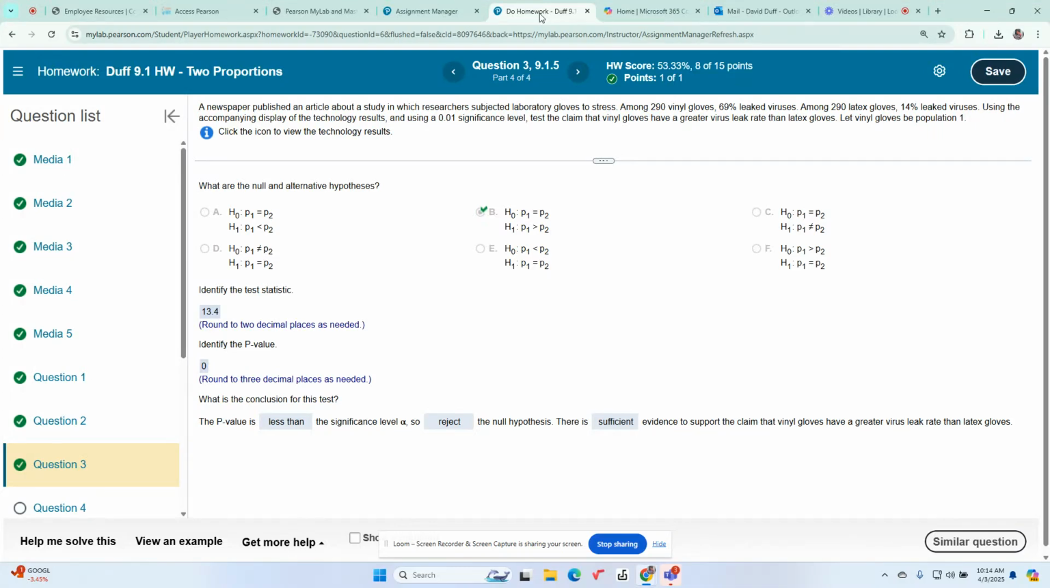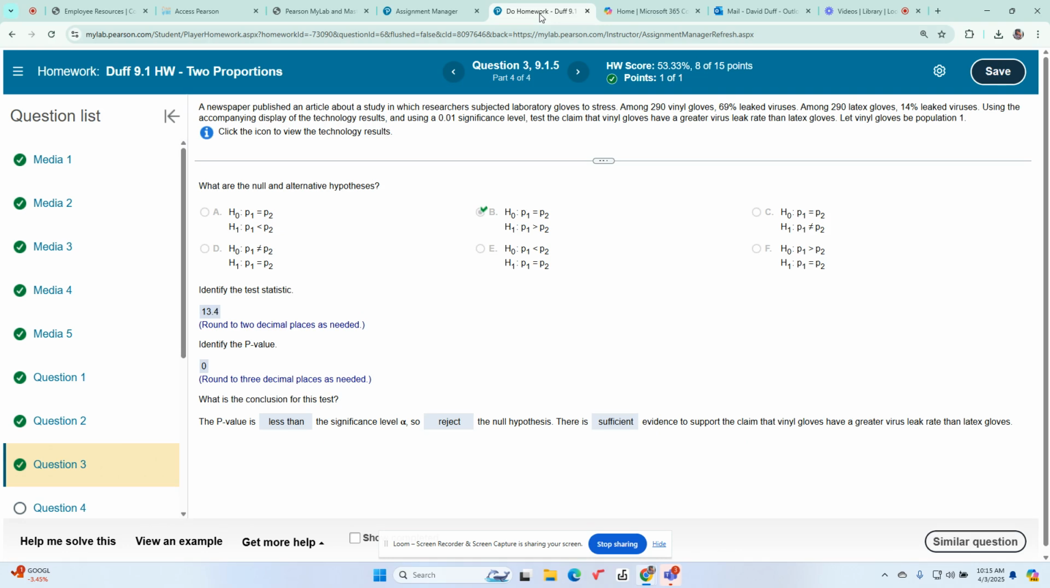Look at section 9.1 when we're looking at two proportions. So this is question 3. It says a newspaper published an article about a study in which researchers subjected laboratory gloves to stress. Among 290 vinyl gloves, 69% leaked viruses. Among 290 latex gloves, 14% leaked viruses using the accompanying display.